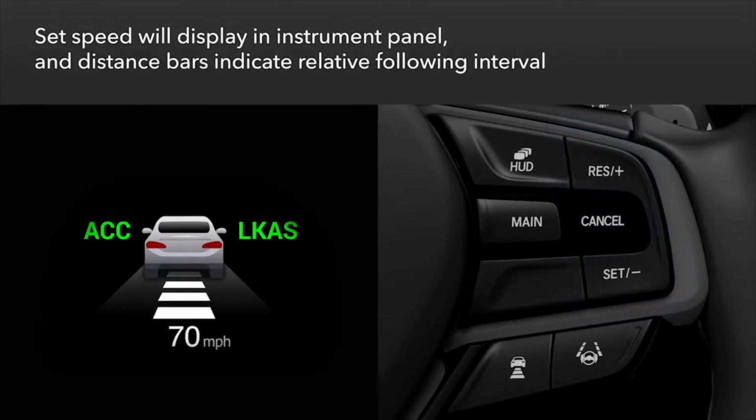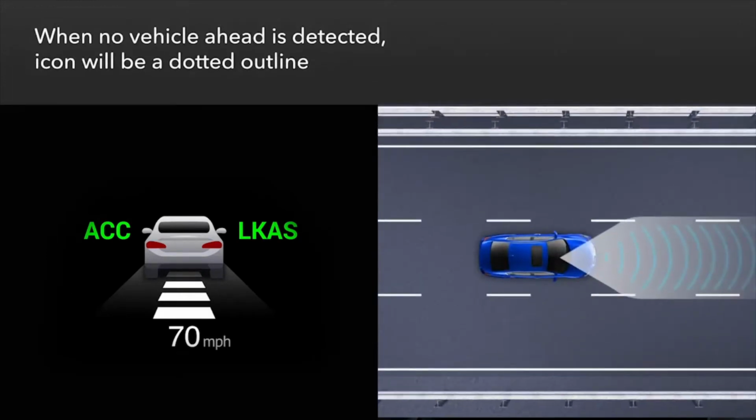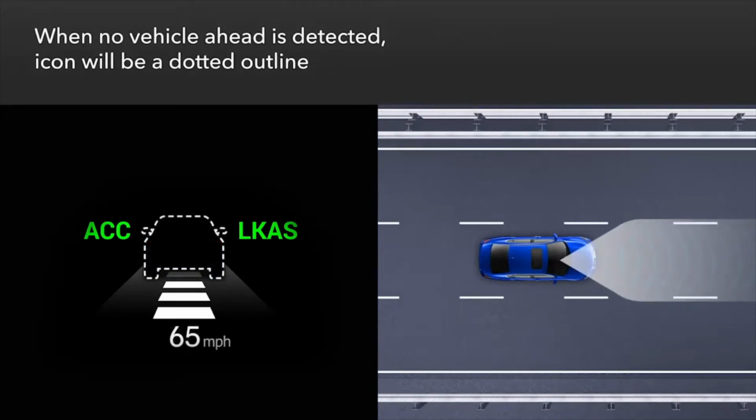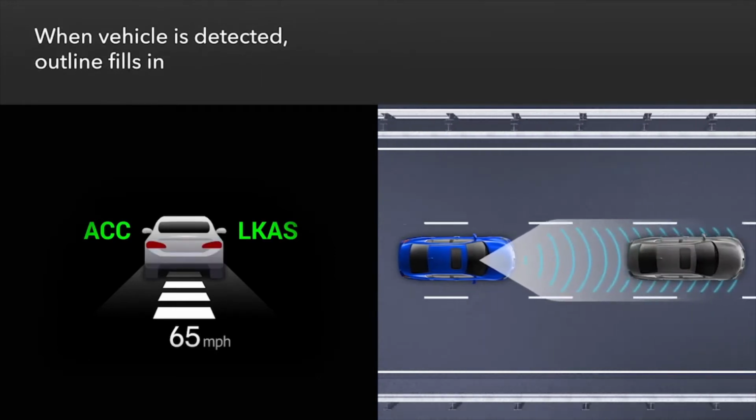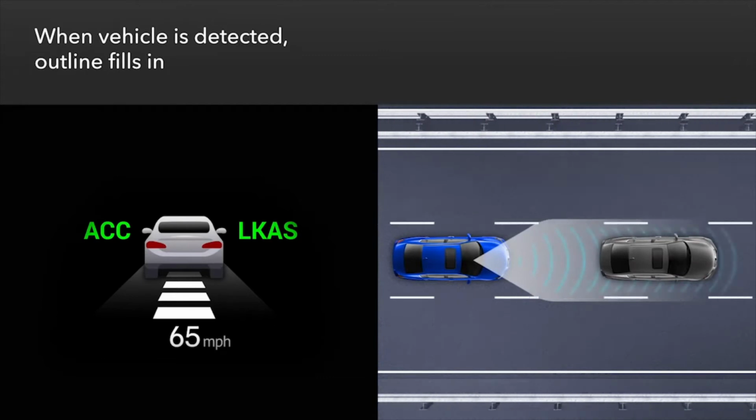The instrument panel will display the set speed as well as a vehicle icon and up to 4 distance bars that indicate the relative following interval. If no vehicle has been detected ahead, the vehicle icon will appear as a dotted outline. When a vehicle is detected ahead, the vehicle icon will fill in.